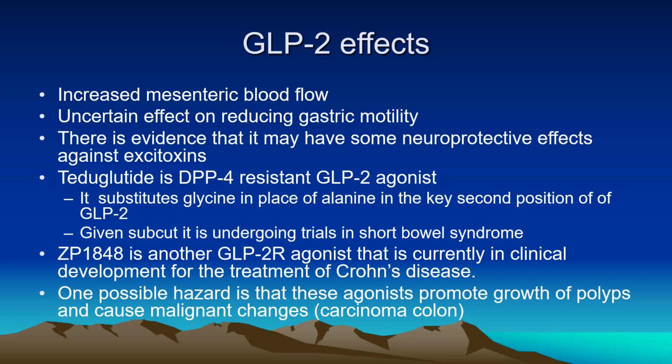One of them is teduglutide, which is DPP-4 resistant and has been developed by substituting glycine in place of alanine in the second position of the GLP-2 molecule. It is given subcutaneously and has been undergoing clinical trials for short bowel syndrome, which is a GIT disorder. Almost similar is ZP1848, which is under investigation and is being developed for the treatment of Crohn's disease or inflammatory bowel disease.